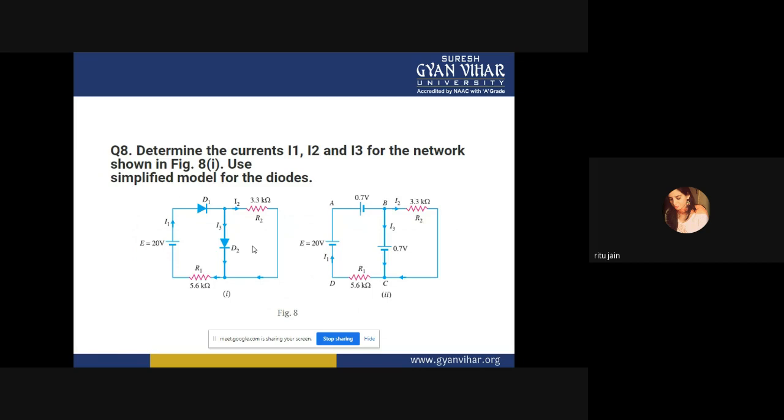Now let's do another numerical. The question is: determine the currents I1, I2 and I3 for the network shown in figure 8.1. Use simplified model for the diodes. So you can see in the diagram that there are two diodes D1 and D2, and one battery source, which is equal to 20 volt.